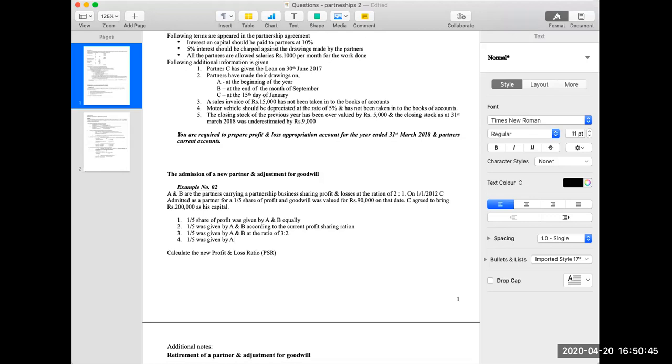For B, that is the existing profit sharing ratio because he is not going to bear any costs. Therefore, his profit sharing will be 1 out of 3. If we convert it into 15, that will be 5 out of 15. And for C, that is 1/5. Therefore, out of 15, that will be 3. So the new profit sharing ratio is 7:5:3. So this is how we calculate the new profit sharing ratios.